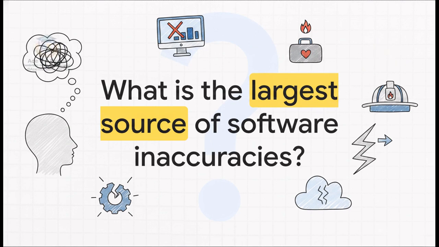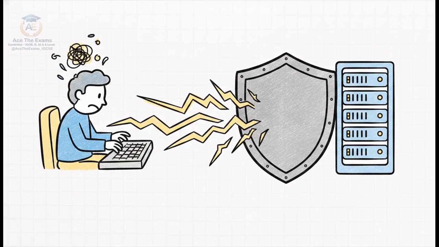So where do you think these massive inaccuracies come from? You might guess it's a hardware malfunction or some random network error, but the truth is actually much more human. The answer is the data entry process itself, the human element. That is exactly where the vast majority of errors happen. Because humans make mistakes, they rush, they typo, they forget things.